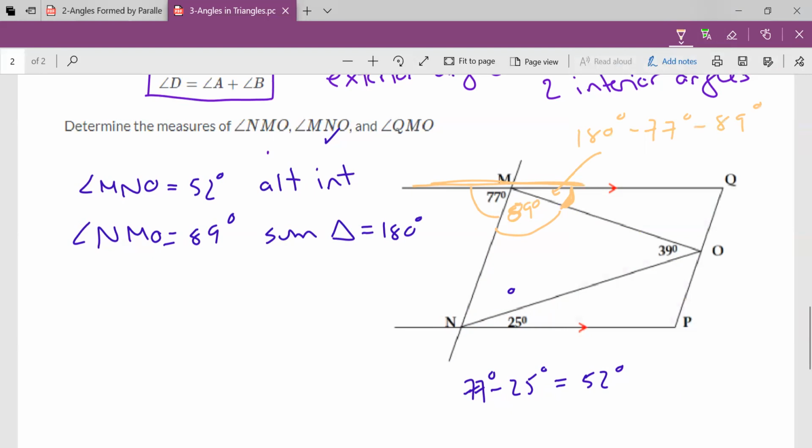What's that? I think it's 14 degrees. How did I do? I think I did okay. QMO is 14 degrees. And the reason would be it's supplementary, meaning it adds to 180.